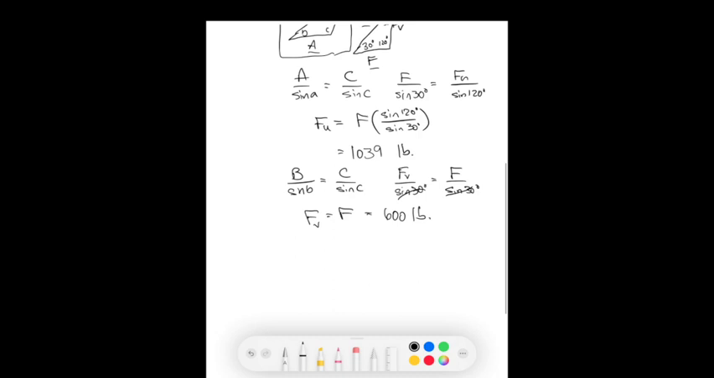Okay, so now we have our answers that FU is equal to 1,039 pounds, FV is equal to 600 pounds, and here's our answer.